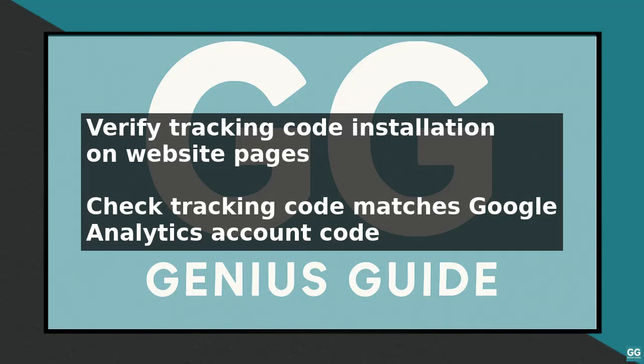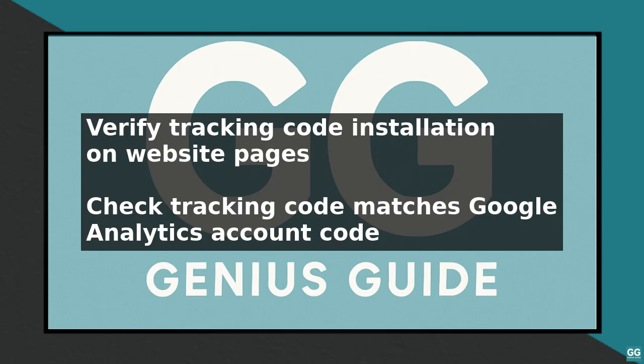To troubleshoot Google Analytics Universal Analytics Setup, start by verifying that your tracking code is correctly installed on your website. Check that the code is present in the head section of every page you want to track, and that it matches the code provided in your Google Analytics account.